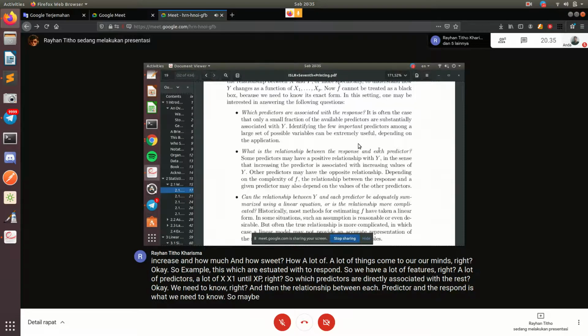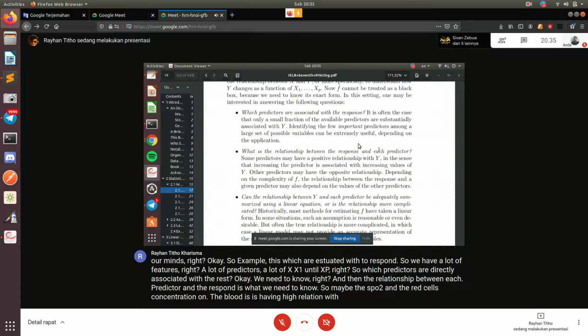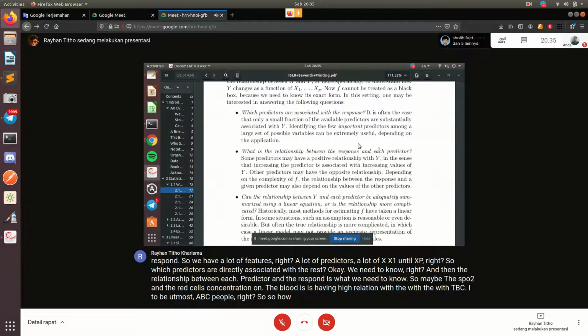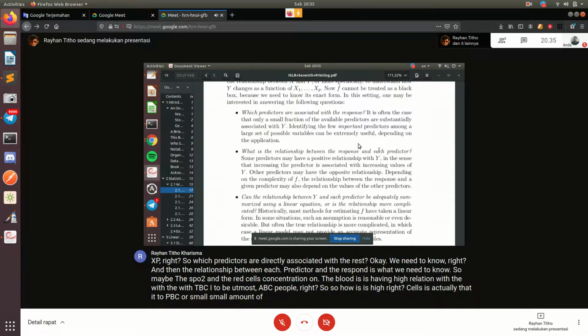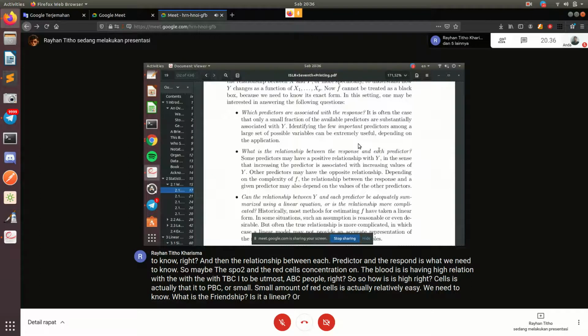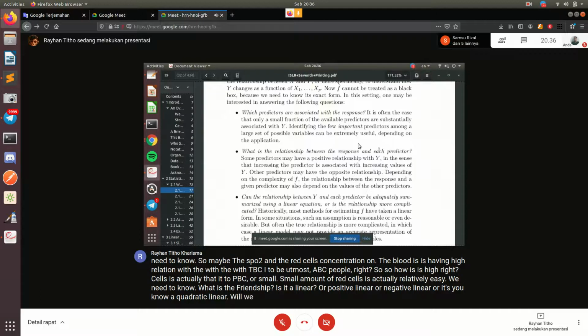So maybe the SpO2 and the red cell concentration of the blood have a high relation with the TBC diagnosis, right? So is high red cell count actually related to TBC, or a small amount of red cells? We need to know what the relationship is. Is it positive linear, negative linear, or quadratic? We want to know the relationship.